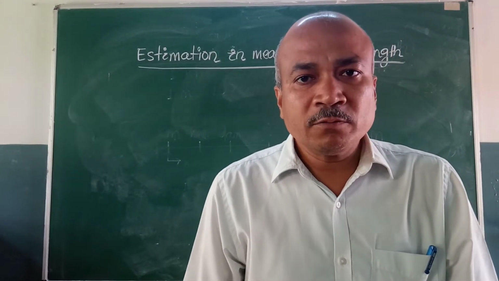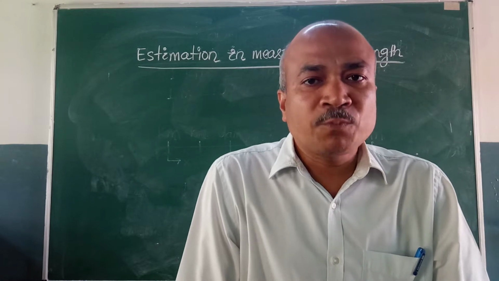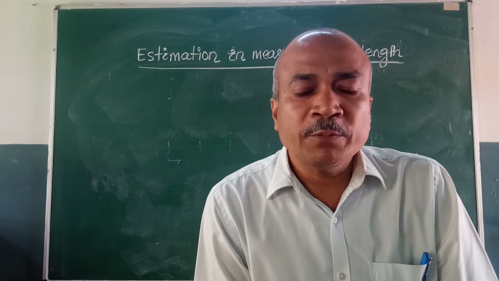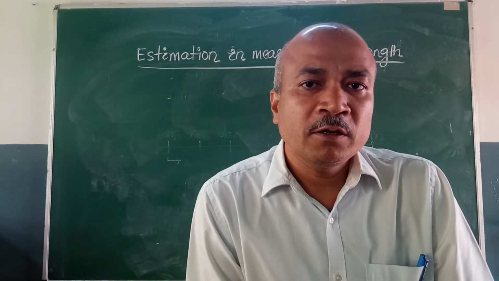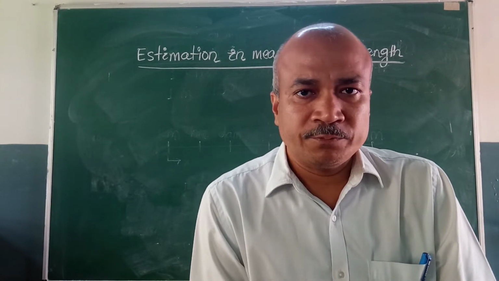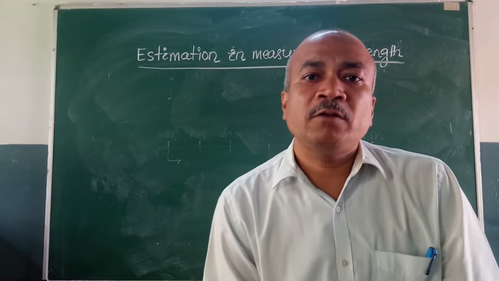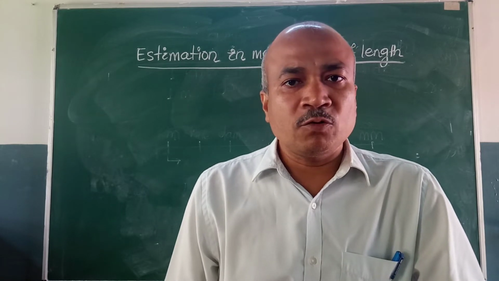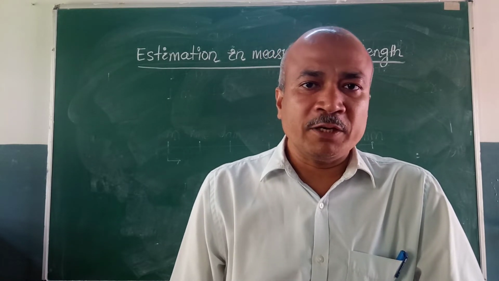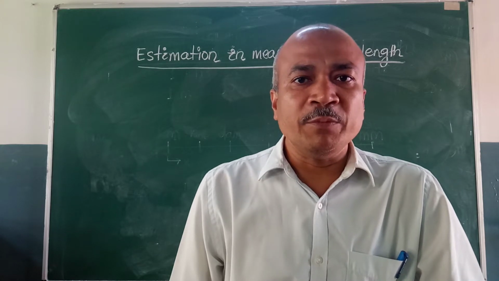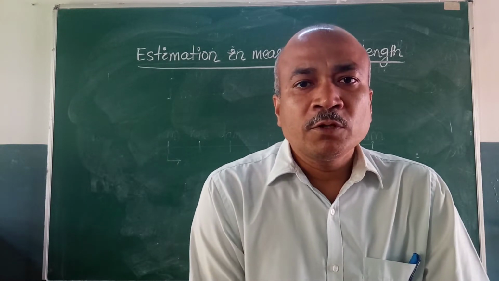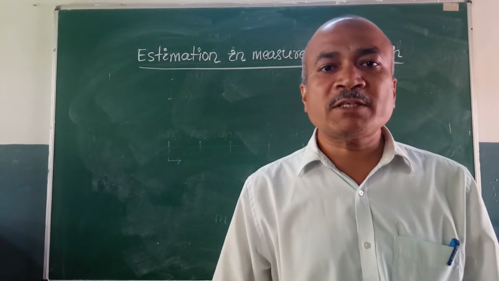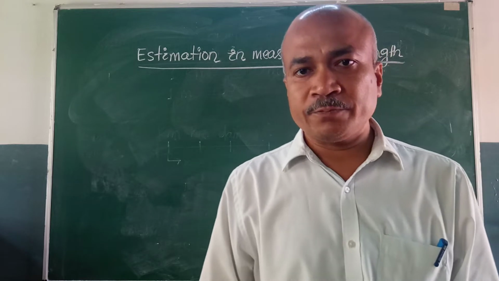In my last video I explained to you how to convert the given units in measurement of length. Mainly I told you that 1 kilometer is equal to 1000 meter, 1 meter is equal to 100 centimeter and 1 centimeter is equal to 10 millimeter. Now here is how you will do the estimation in measurement of length.